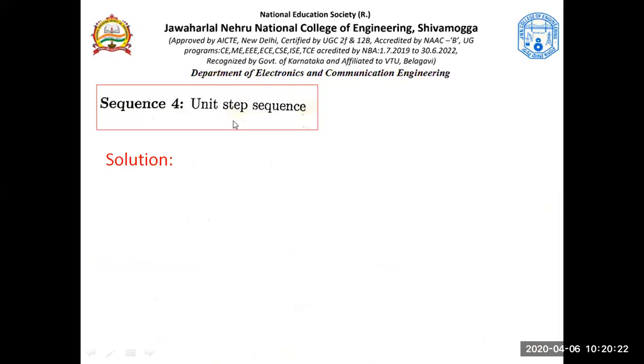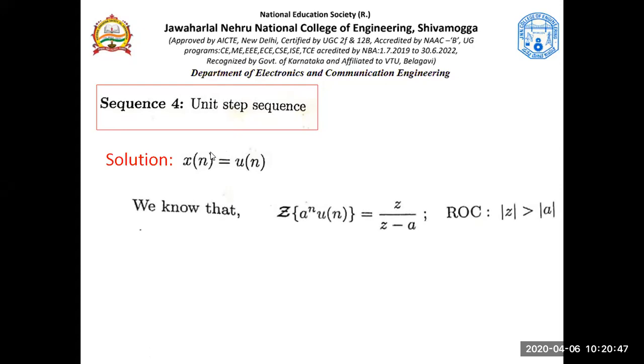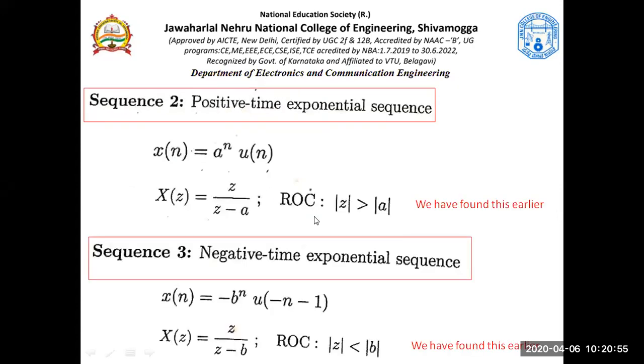What is the notation for unit step sequence? How is the unit step sequence denoted? The unit impulse function is denoted as delta of n. The unit step sequence is denoted as u of n. Understand that? See, this is how it looks like. If x of n is u of n, in our previous example we have seen what is the z transform of a power n u of n. So that is this.